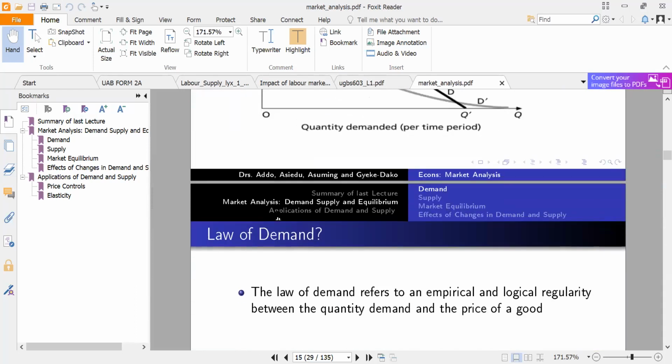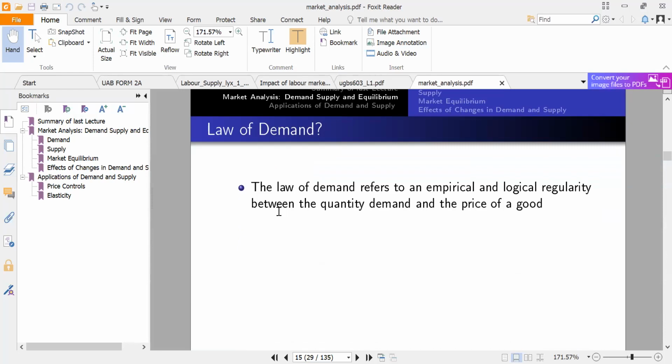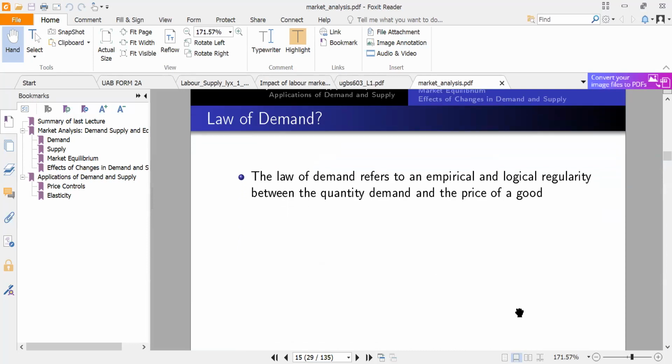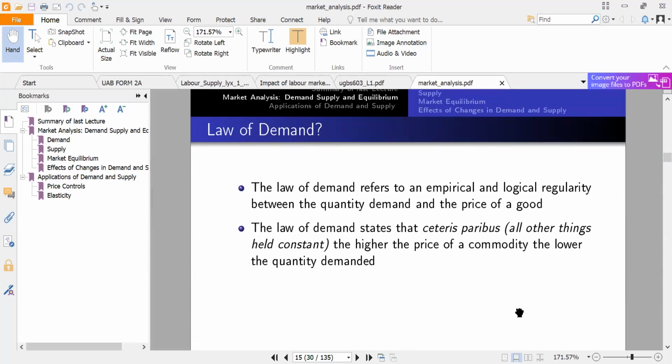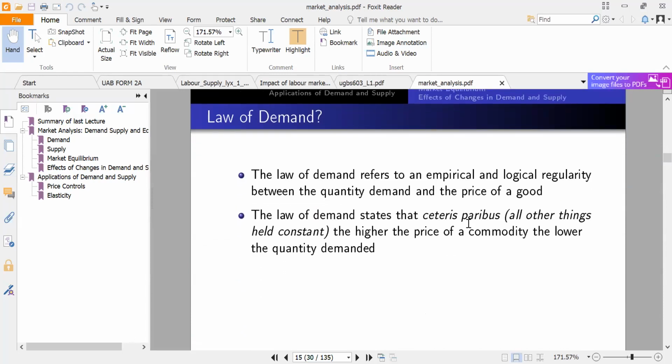All right. The law of demand refers to an empirical and logical relationship between the quantity demanded of a product and its price. The law simply states that all things being equal, ceteris paribus, meaning your income is constant, your taste and preference haven't changed, your preference for milk is the same, what will happen to your demand for the product if the price of the product changes?